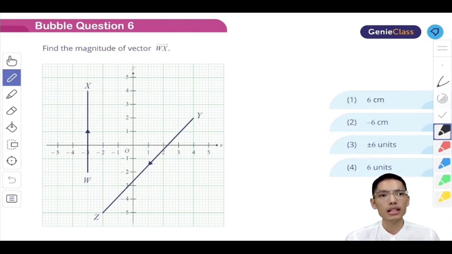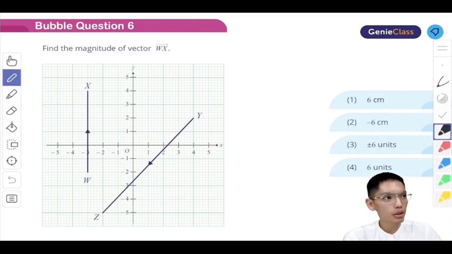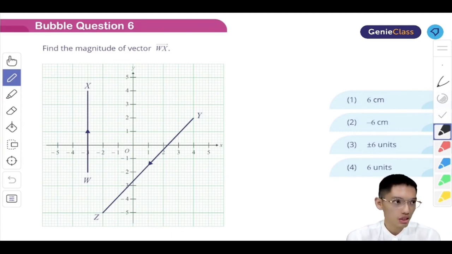Take a look at this vector. How do I find the magnitude? I'm looking at Wx, so don't look at the wrong vector. I want Wx. And take note, which one should I use? What are the units I should use over here? Very good, some of you are doing well. Take note, when I look over here, is it going to be cm or units, as I mentioned? So think about it.